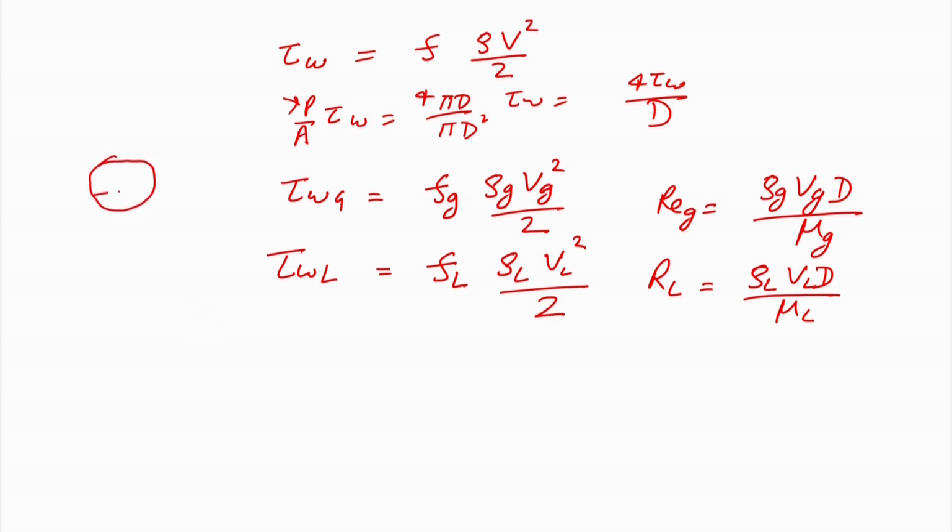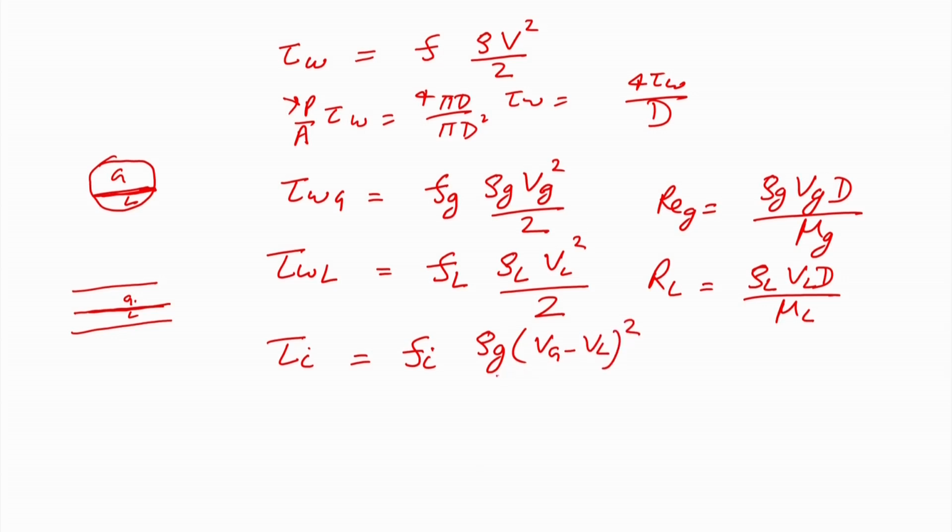Now, the problem comes with the interface. I am drawing the same thing again: this is liquid, this is gas and this is the interface. If you see the interface in a front view, it will be moving with the relative velocity of the gas and liquid. So we are going to define tau I as Fi times rho of g, and I will take the relative velocity, Vg minus Vl, square divided by 2. That is the way we define the interface tau I.